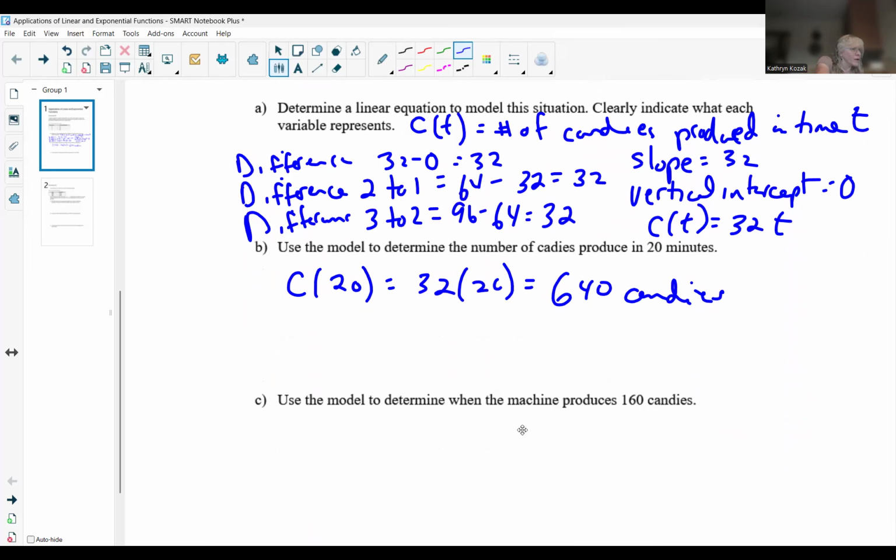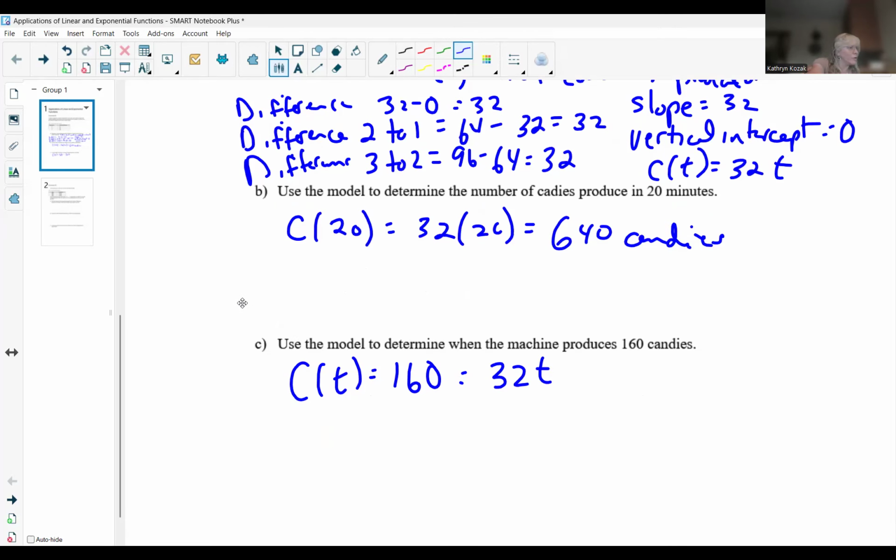We also might want to use this model to determine when the machine produces 160 candies. So now we know the number of candies is 160. What we don't know is the time. So we have 160 is equal to 32 T. We can either solve this ourselves, or we can use a graph.